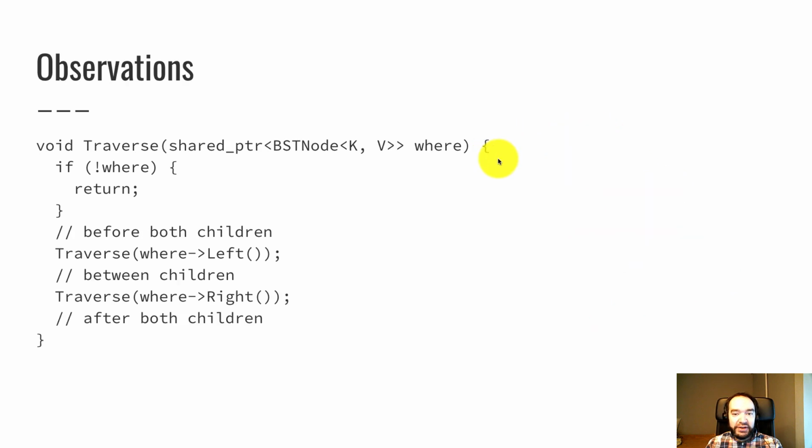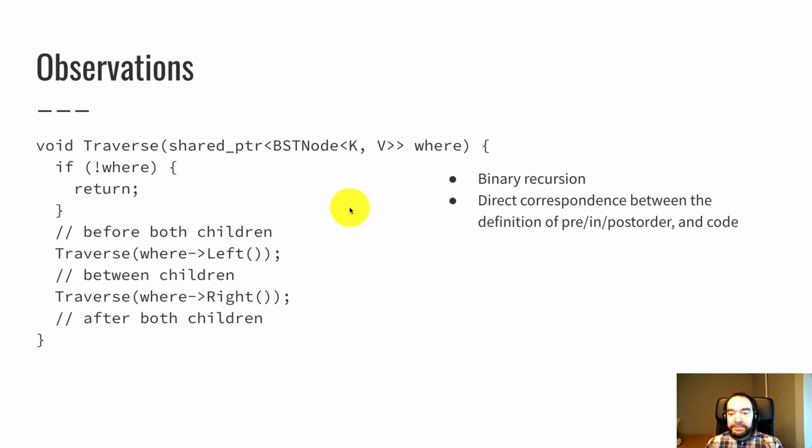Let's make a few observations about this before we wrap it up. We are using the binary recursion pattern. There's exactly two function calls in the general case. There's a very clean, direct correspondence between the definition of preorder, inorder, and postorder and our code. Preorder is visit the element before either of its children, and that corresponds directly to putting the visit line of code before the two recursive calls. And the same kind of correspondence goes for the other two alternatives.